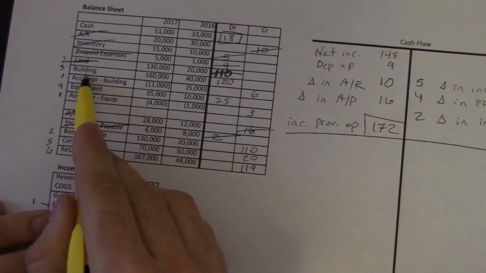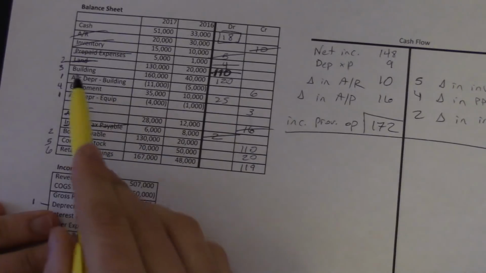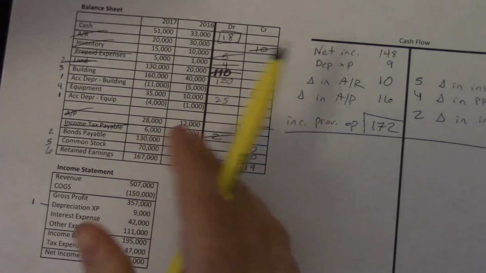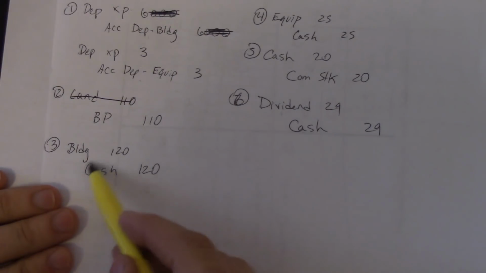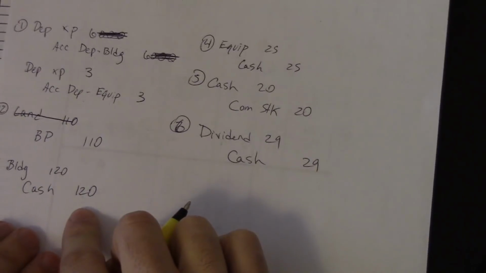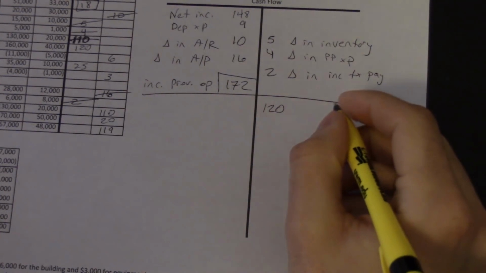Okay, how about for the building? We've got a building debit for 120, so you'd think we'd have a credit of 120, but we've got some extra information here that might change that. So let's go to number 3. The journal entry for number 3, what's happening to cash? Well, cash is decreasing by 120. So that will affect our cash flow statement. We're crediting cash in this journal entry. So we will credit 120 on our cash flow statement.